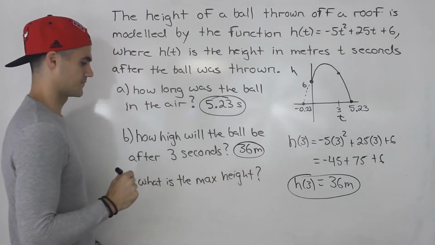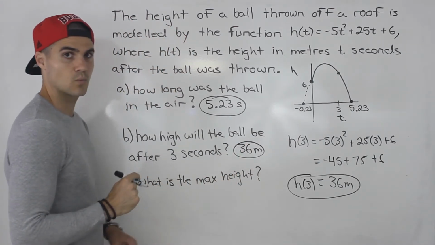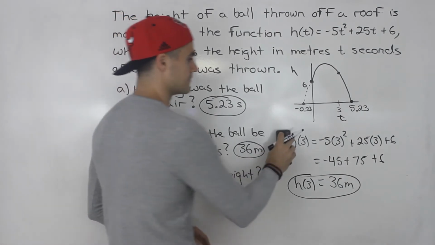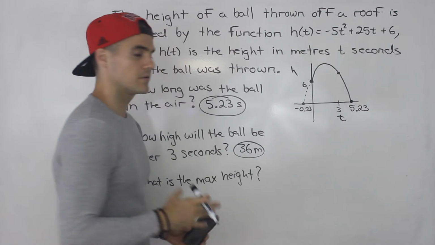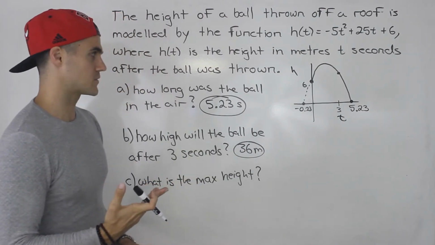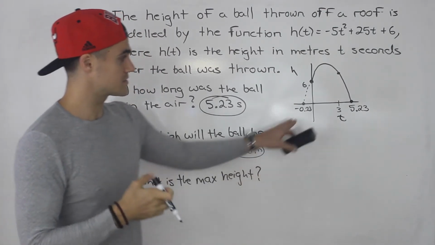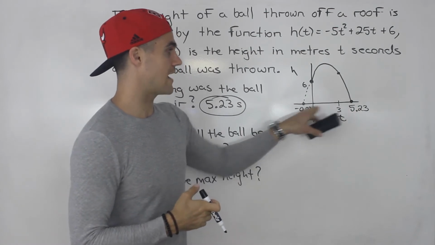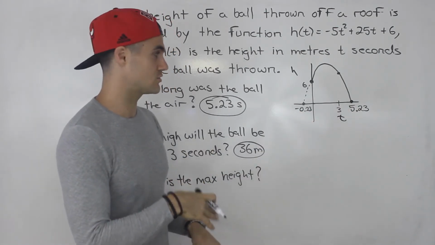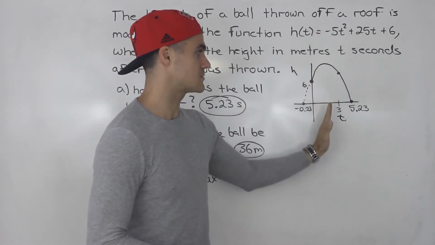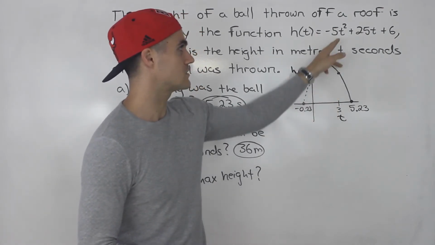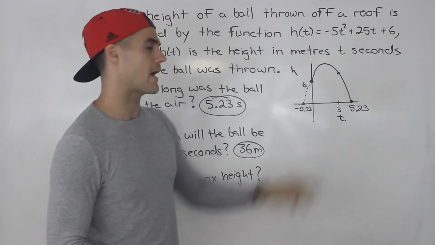And then part C, what is the max height? Now, when they're asking for a maximum, there are a couple of different ways to solve for a maximum, as we know. We actually have the intercepts. So what we could do is add up the intercepts and divide by 2. That would give us the t value that's in the middle, the axis of symmetry. And then we could plug that t value into the equation and get the max height.